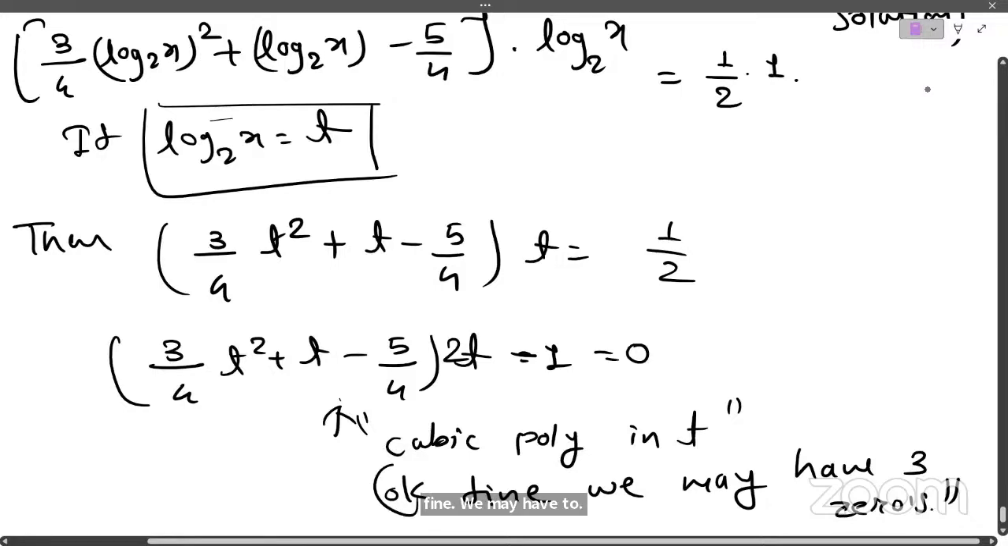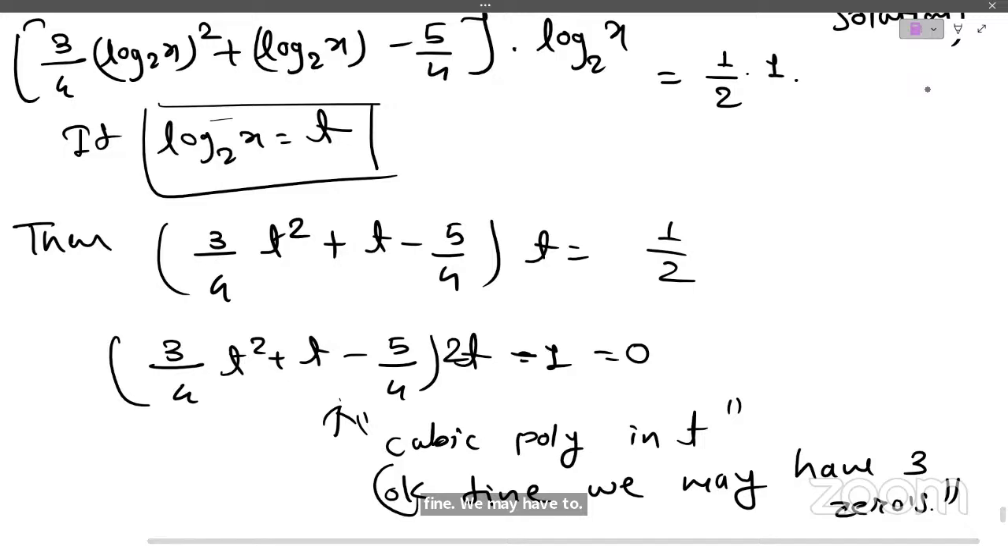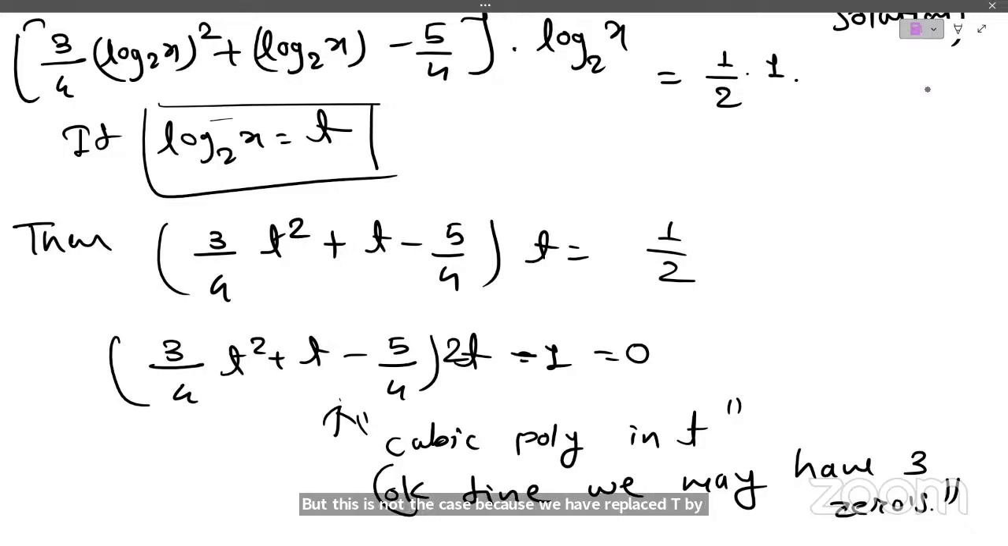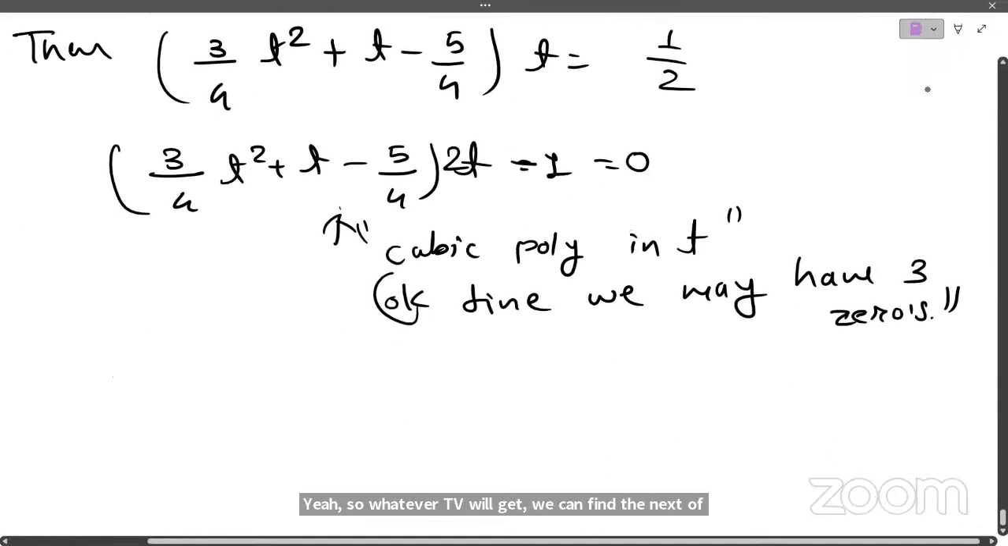But this is not the case because we have replaced t by log base 2 of x. And log base 2 of x will have range the whole real number. So whatever t we get, we can find an x such that log base 2 of x is that t. So till now it is clear that we get a cubic polynomial in terms of t, right?